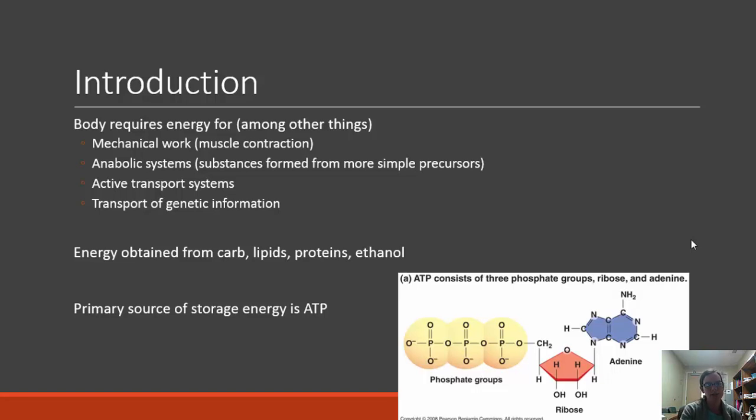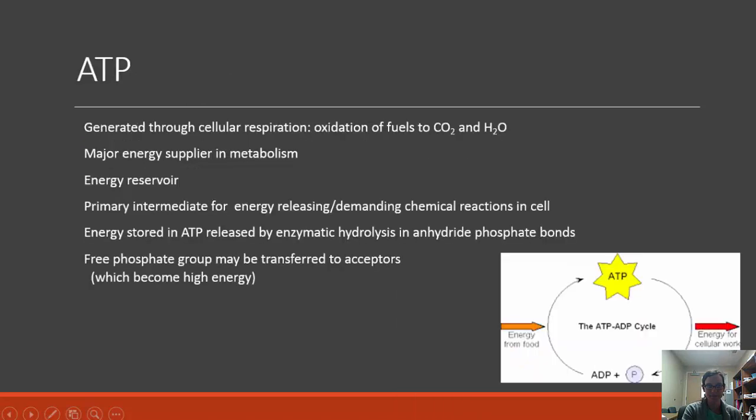Now, we know our primary source of energy is ATP, and that it has these high energy phosphate bonds that we can break when we need to use energy, and we can form when we have extra energy so that it can store it in those bonds. So how do we get ATP? Well, for the most part, we get most of our ATP through cellular respiration. And when we produce this ATP, again, it can serve as an energy reservoir.